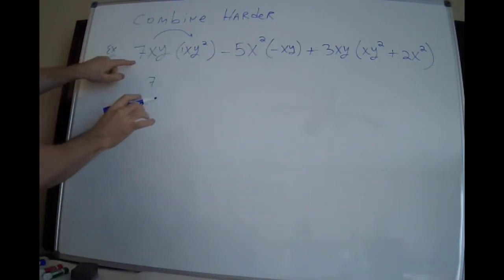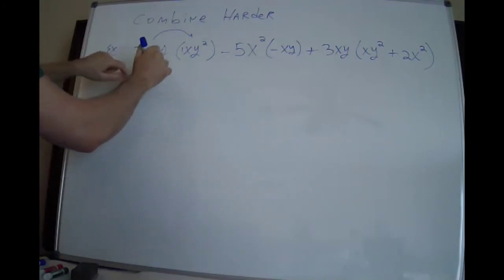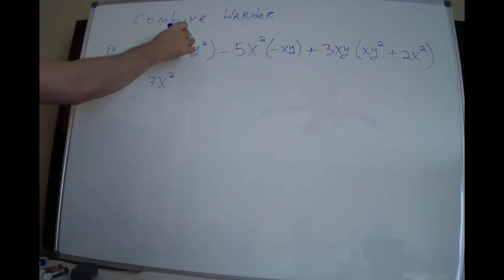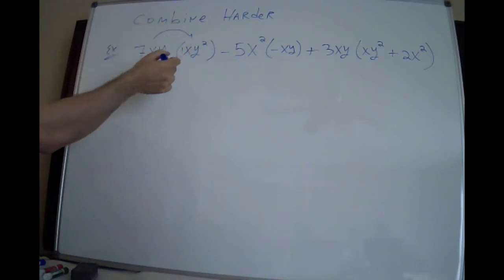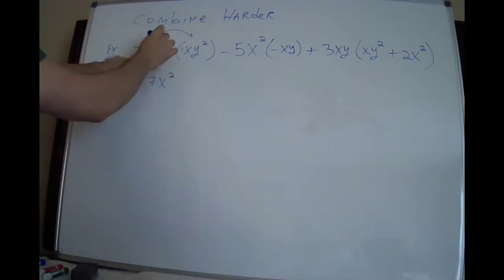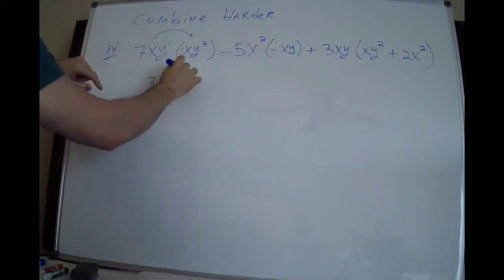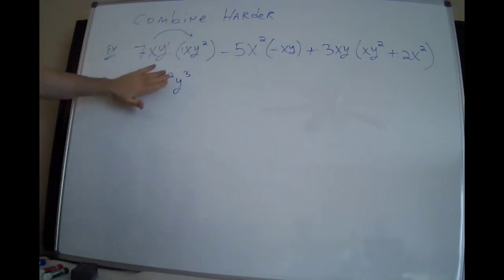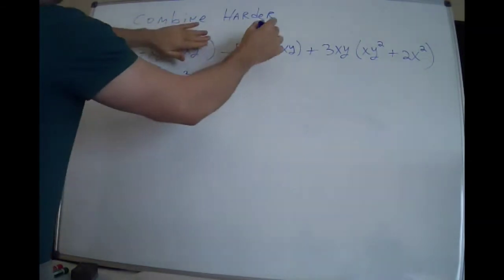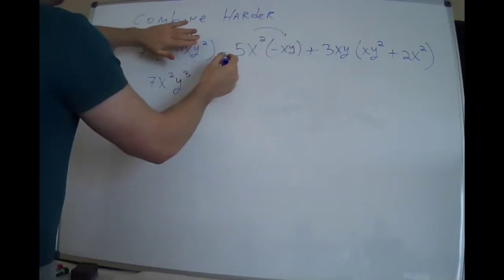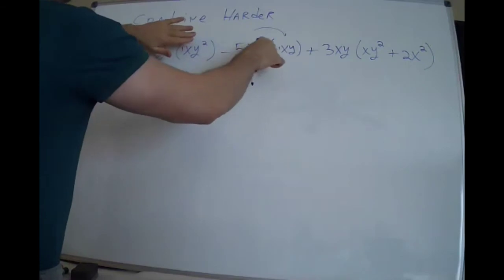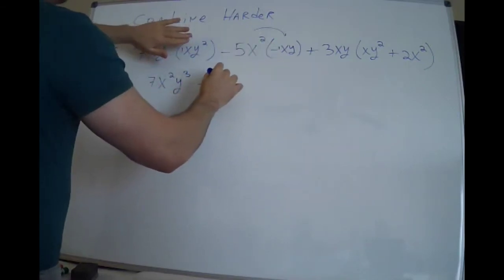Don't do nothing funky. Don't go crazy. X times x is x squared. Why? Because this is x to the 1, and this is x to the 1, and you add them. 1 plus 1 is 2. Here I have y to the 1 times y to the 2. That gives me y to the 3. How do I know? Because I do 1 plus 2, right? So that's the first multiplication. Now I have to do this one. Now I have a -5, and what's over there? A -1. So -5 times -1 is +5.